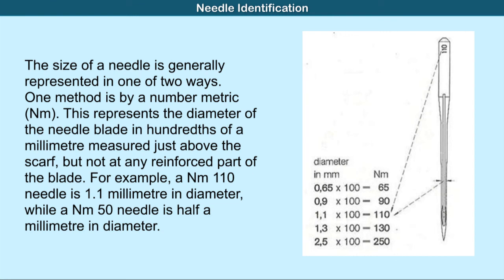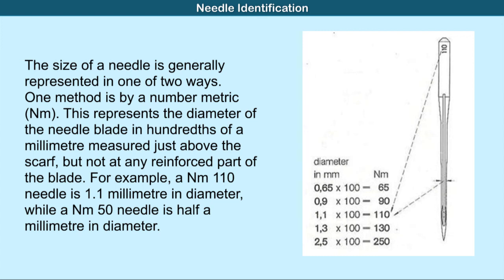The size of the needle is generally represented in one of two ways, although there are different ways. One method is by a number metric, also denoted as capital N and small m. This represents the diameter of the needle blade in 100th of a millimeter, measured just above the scarf but not at any reinforced part of the blade.